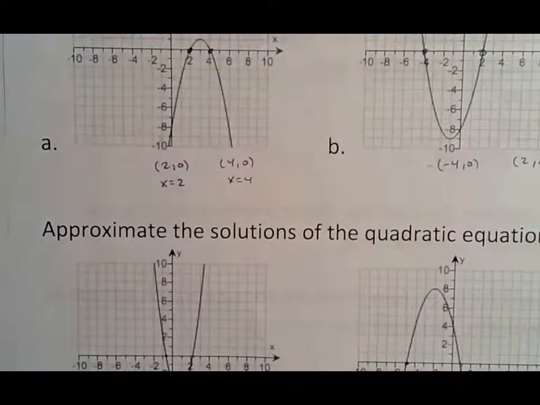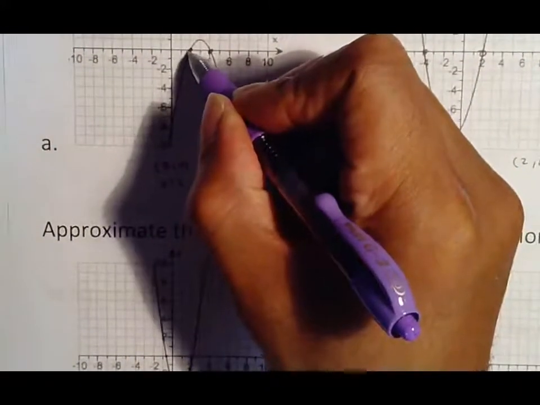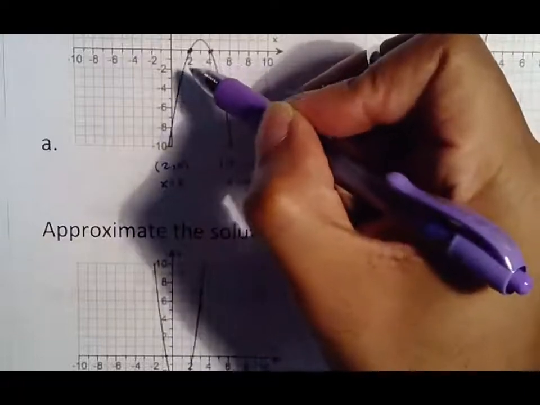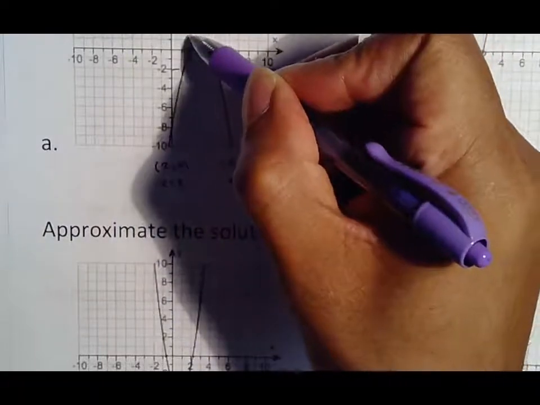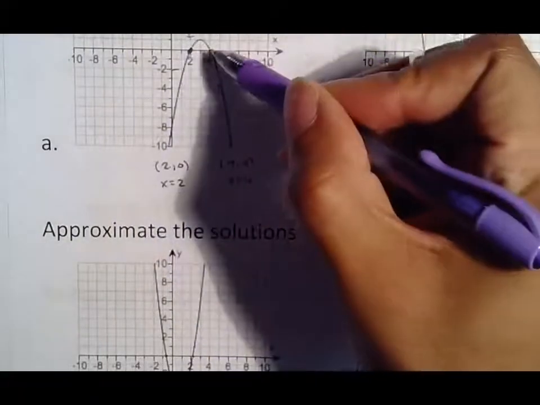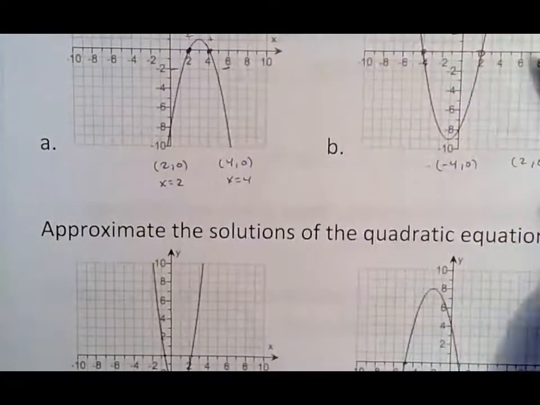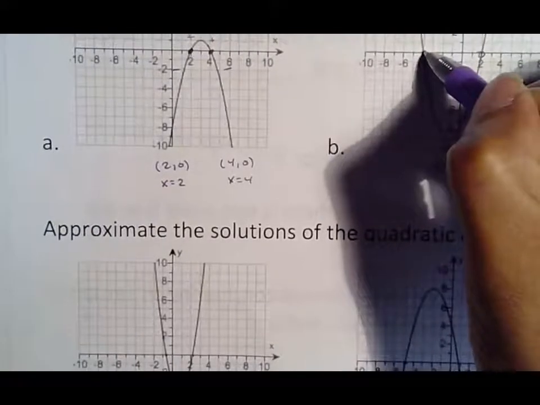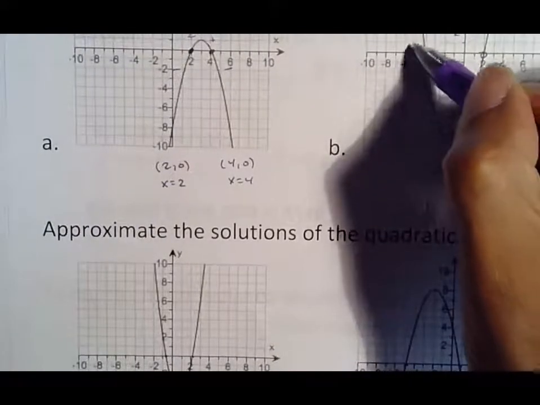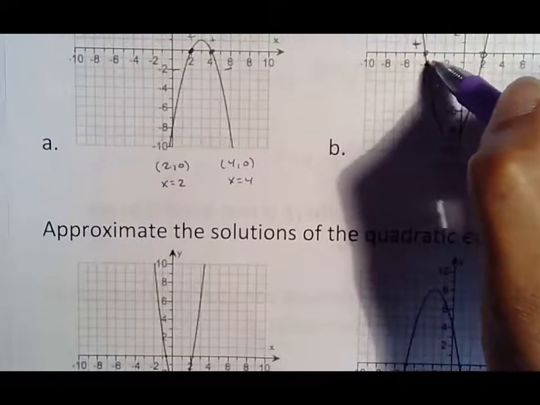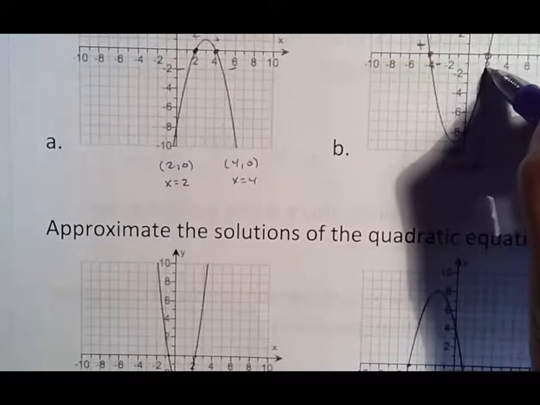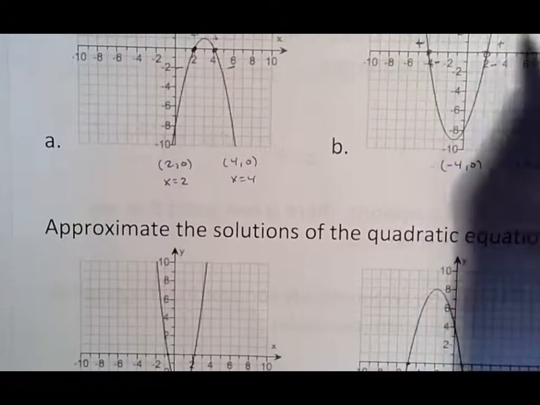Notice that on this side of the solution, x is negative. On this side of the solution, x is positive. On this side of the solution, x is positive. On this side of the solution, x is negative. Same thing. Here's your 0. It's negative over here. I'm sorry, positive over here and negative over here. Here's your solution. It's negative on this side, positive on that side.